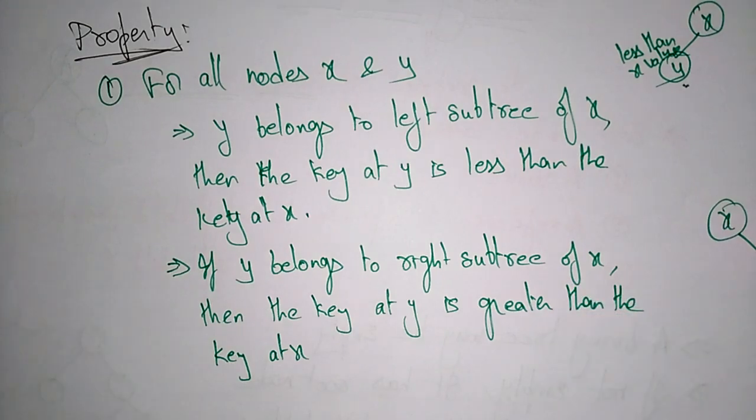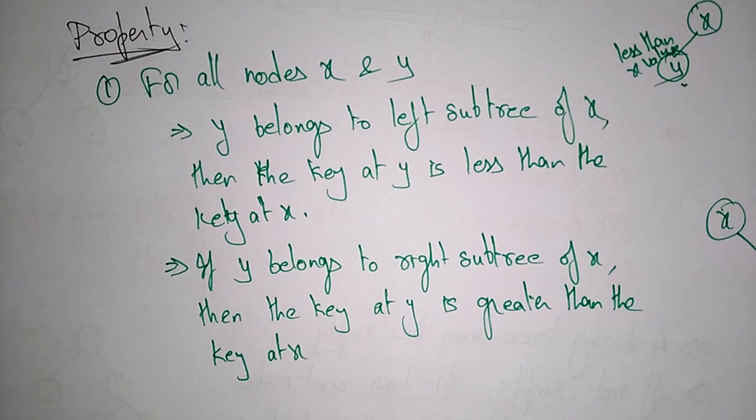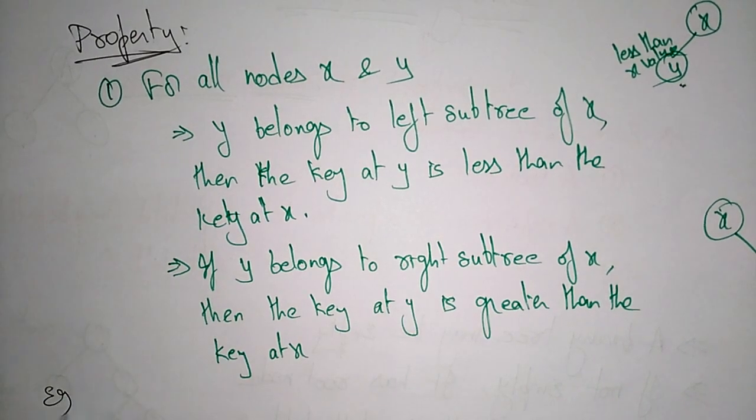In a binary search tree, whatever nodes you want to insert, if you want to construct the binary search tree, you have to make sure all the nodes that are less than the root node are present on the left side, and those greater than the root node are on the right side. So let me take a simple example here.